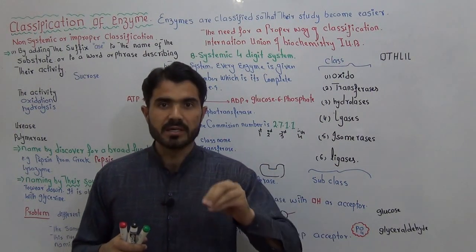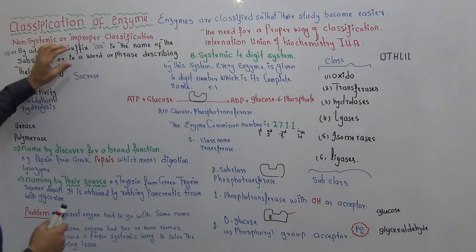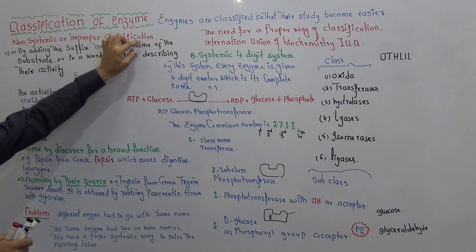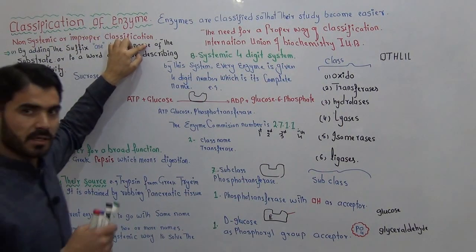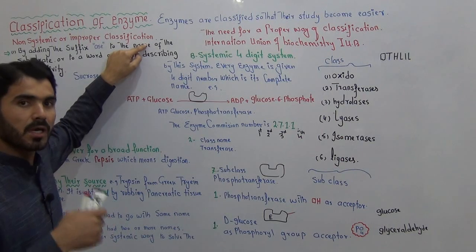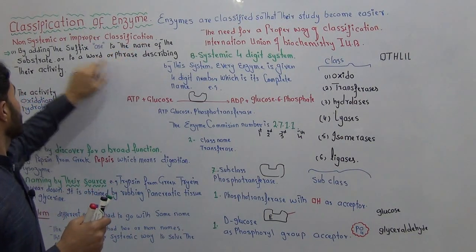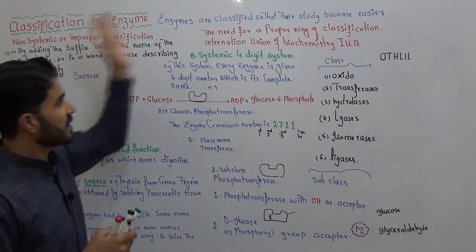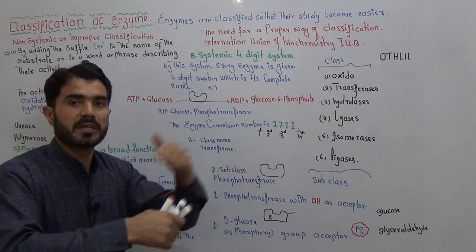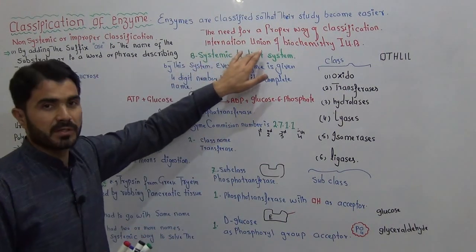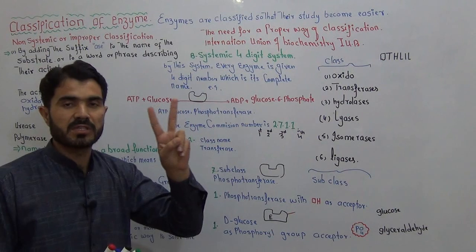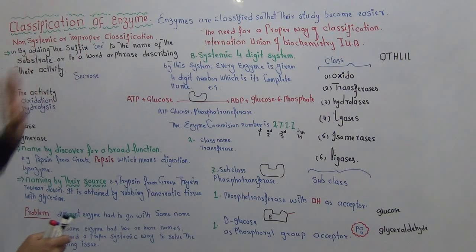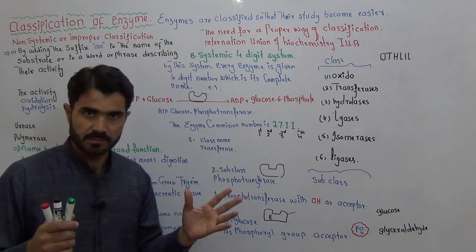In the beginning, the enzyme classification was non-systemic, or improper. What is non-systemic? I will explain, and later on enzymes were given a proper classification system. I will also explain this with you. So there are two ways by which enzymes are classified. The first one, the conventional one, is the improper classification. It's very interesting, that I will tell you now.